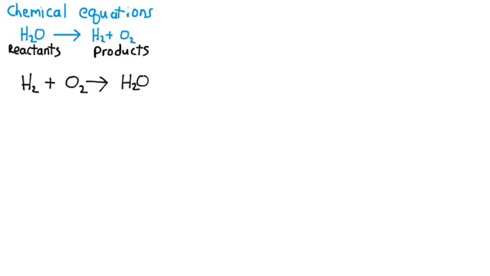And when we switch it around, then now H2 and O2 are the reactants, and H2O is now the product. So whatever's on the left of the arrow, that's the reactants. Whatever's on the right, that's the products.